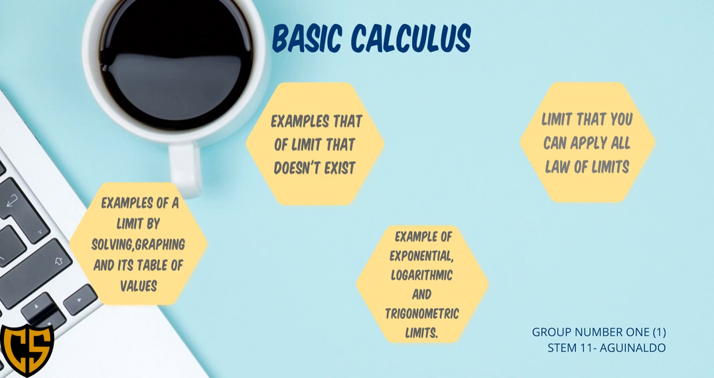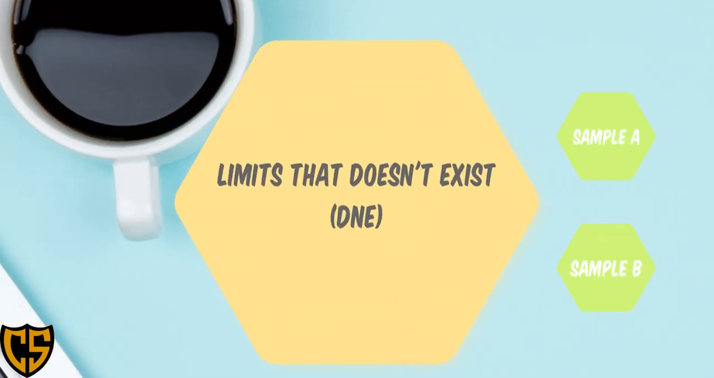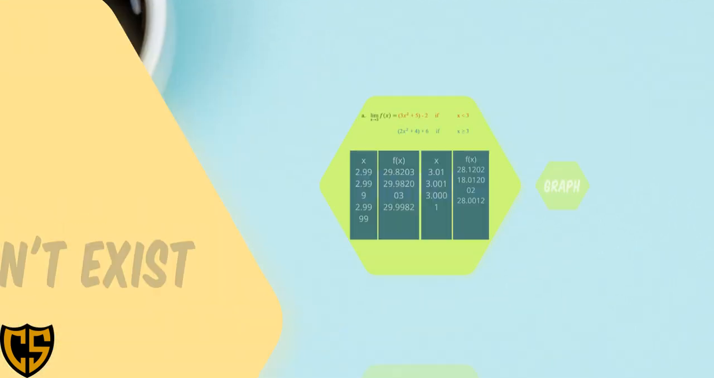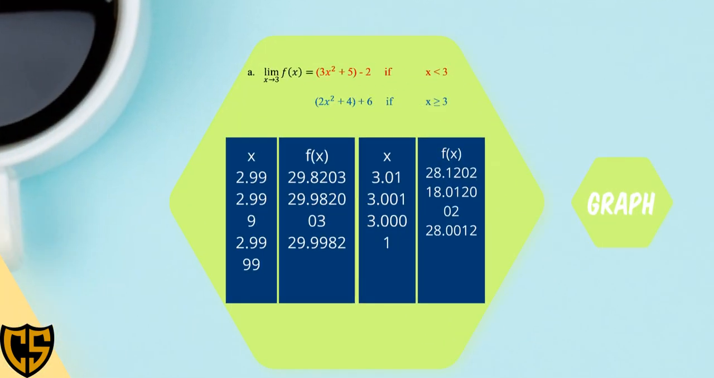Okay, now we have to learn limits that do not exist. The example is the same as in our Zoom meeting. So we have to learn limits that do not exist. These problems have two conditions, two equations, and then the conditions that are specified. This is referred to as a piecewise function.